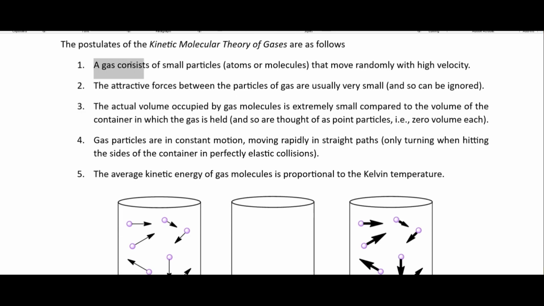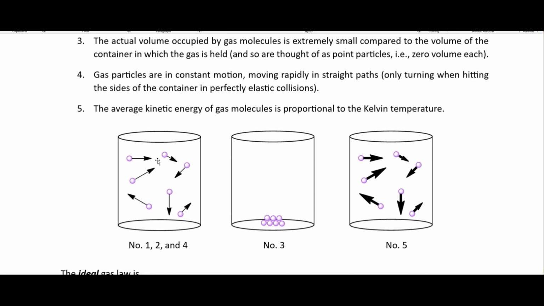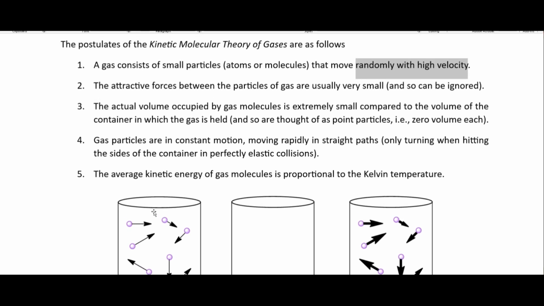Number one, a gas consists of small particles, so that would be atoms or molecules, that move randomly with high velocity. So these are always moving inside the container. Number two, the attractive forces between the particles of gas are usually very small, and so in the ideal gas, they can be ignored. We essentially say that the gas molecules or atoms or particles of any kind don't actually interact with each other.